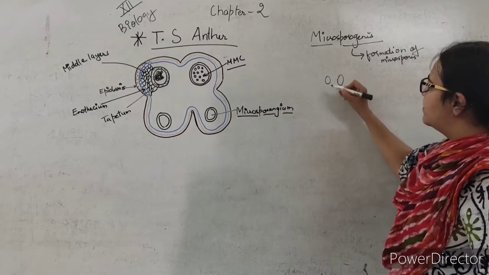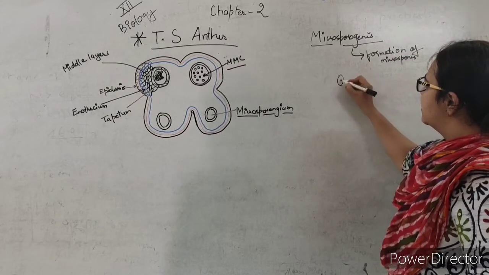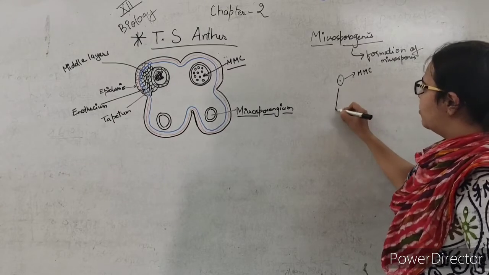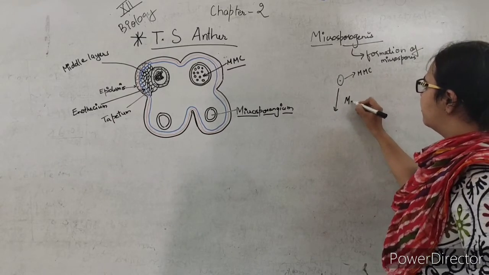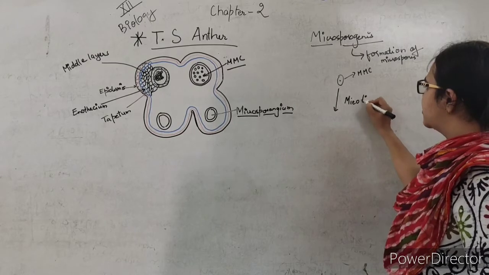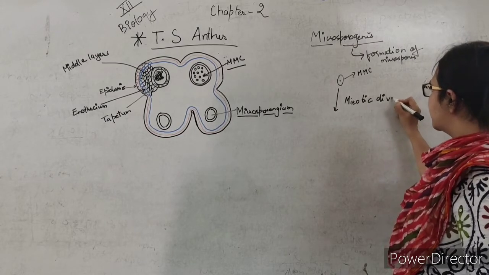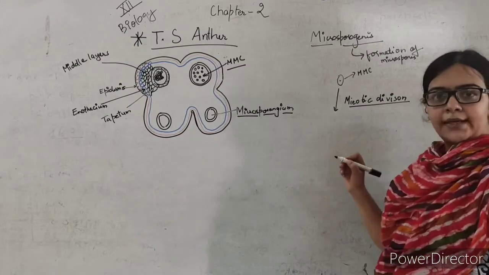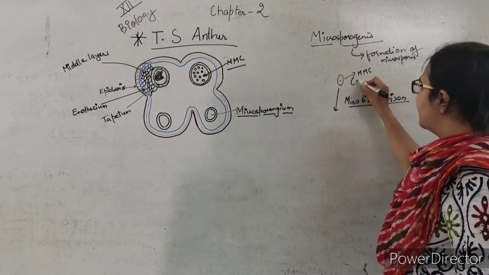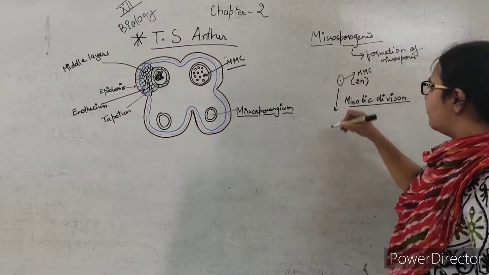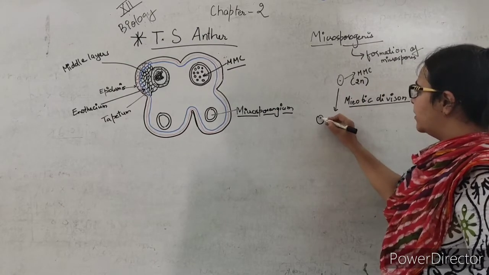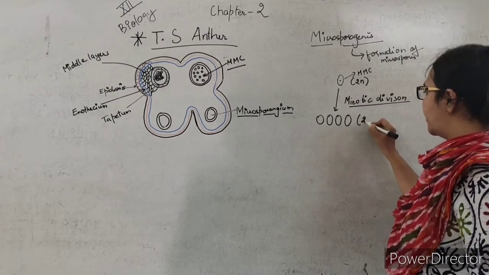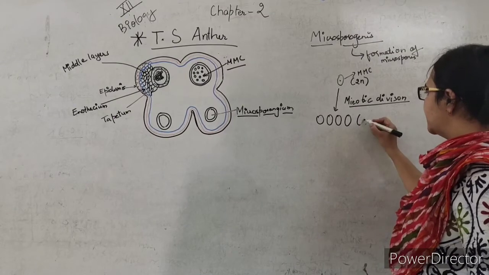These are the MMC. This is the MMC, that is the microspore mother cell. It will undergo the meiotic division. Meiotic division is nothing but the reductional division. That is, the ploidy of this MMC will be 2n, and after the meiotic division it will form a tetrad, that is a cluster of 4 cells, and all these cells will have the ploidy n, that is haploid.